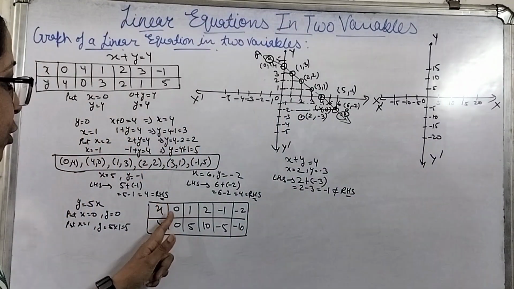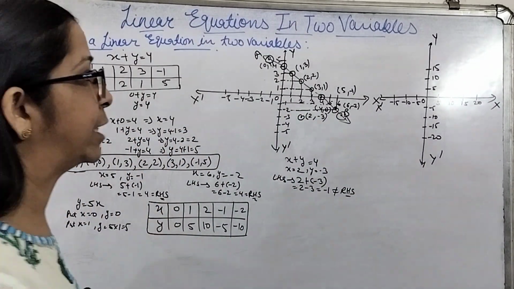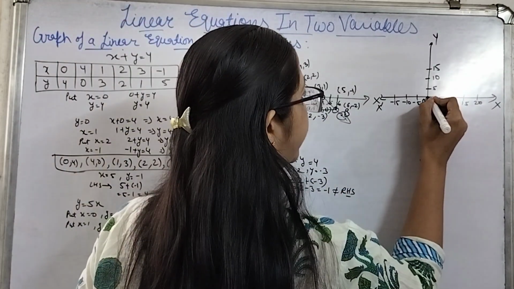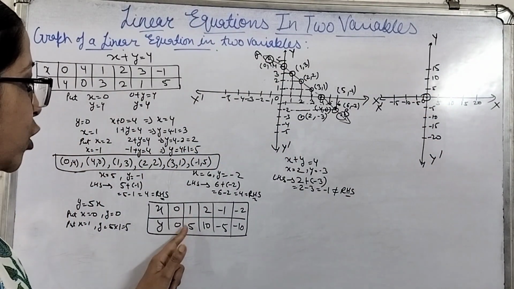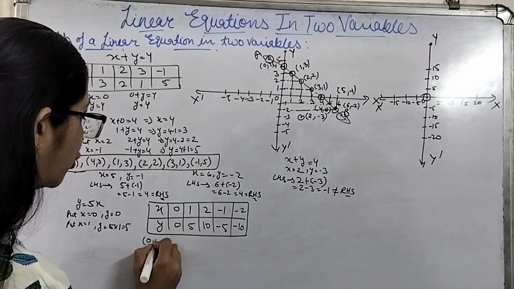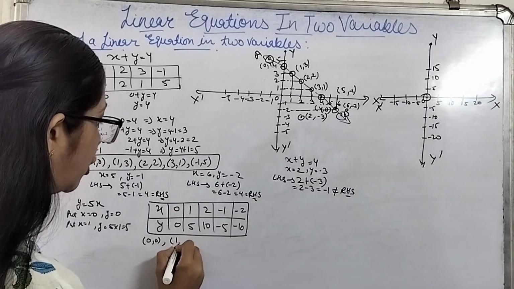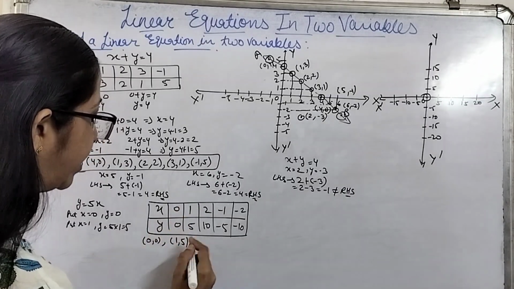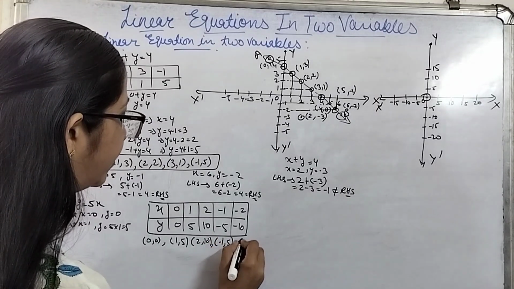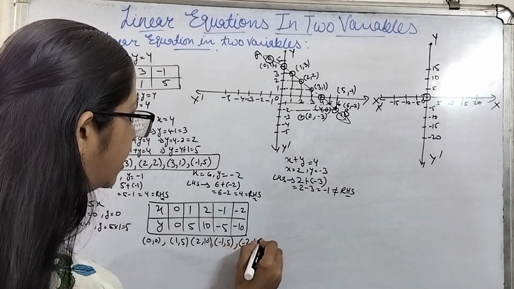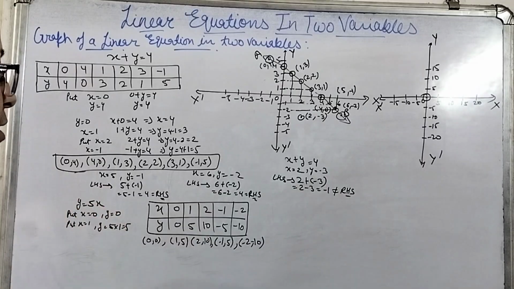Now the first point is (0, 0), that means the origin. This is a point, right? Now another is (1, 5). The pairs are (0, 0), then (1, 5), where x is 1 and y is 5, then (2, 10), then (-1, -5), then (-2, -10). These are the solutions for this equation.